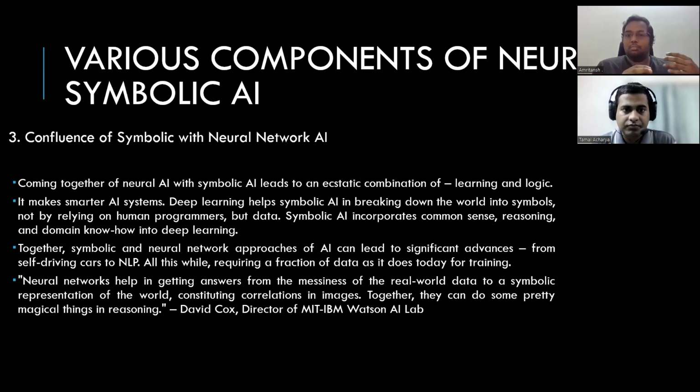And David Cox, director of the MIT-IBM Watson Lab, says that neural networks help in getting answers from the messiness of real-world data to a symbolic representation of the world, constituting correlations in images. Together, they can do some pretty magical things in reasoning. And I do agree with this. I really, really agree with this, that this is where all of this is going to lead.